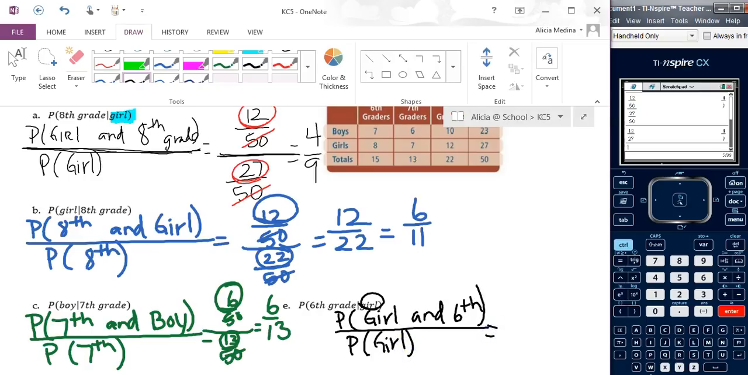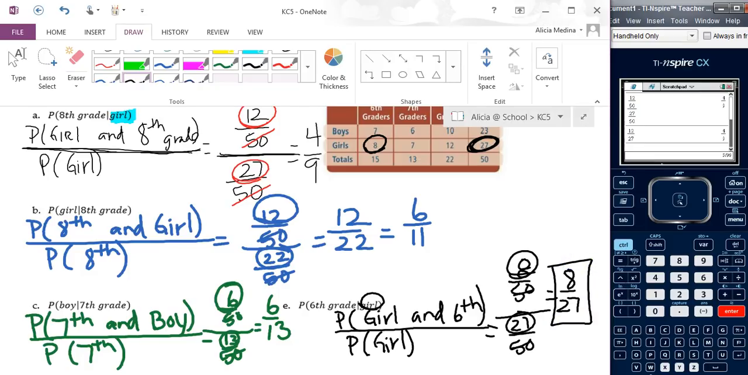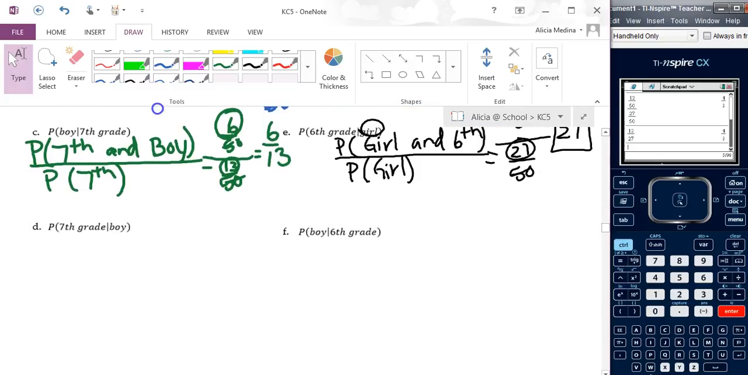So where does girl meet 6th grade? Well, girl meets 6th grade right here. So I'm going to have 8 over 50 as my top probability. What's the probability of being a girl? Our total then is going to be 27 out of 50. My denominators become 1, and I'm really only dividing 8 divided by 27. And 8 divided by 27 does not simplify, so that is your final probability.